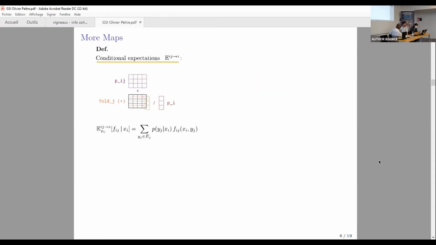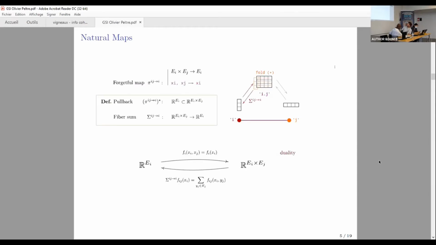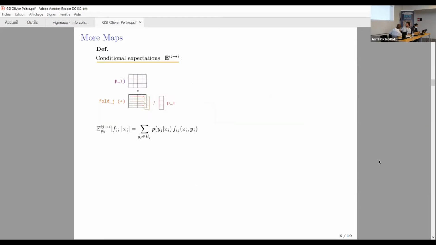And so you have more maps, okay, because what I showed is that when you sum, it's just a fold, and the operation you use is the sum in the fold, but you could do other things before folding your tensor. So for instance, you recover conditional expectations. So given 2 tensors of different shapes, you assume here that p_i is the marginal of p_ij. So you first multiply by p_ij, then you sum, and then you divide by p_i, and this is precisely the conditional expectation. Okay, so it assumes you have these local probabilities.